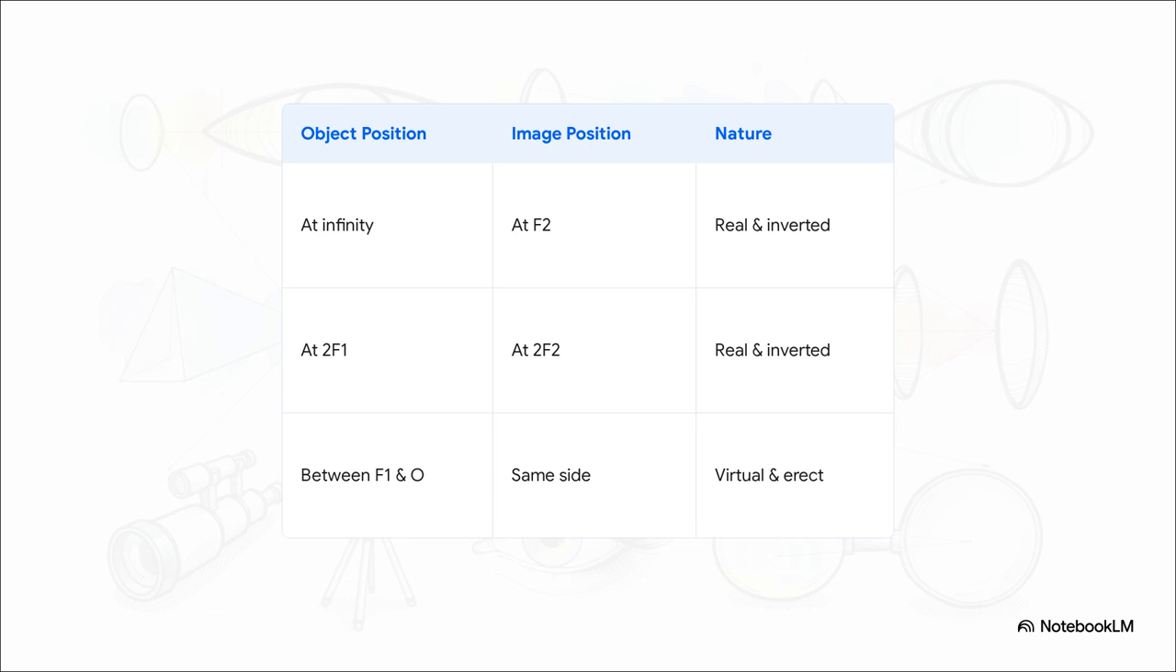If you move the object past the focal point, right up close to the lens, those light rays can no longer converge. Instead, they form a magnified, virtual, and upright image on the same side. And that right there, that's exactly how a magnifying glass works.